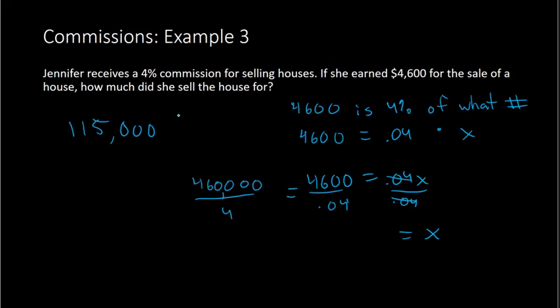So that means that Jennifer sold the house for $115,000, and when she did that, with her 4% commission, she earned $4,600. And we could always double check our answer by taking 4% of this number, and we should get back out this $4,600.